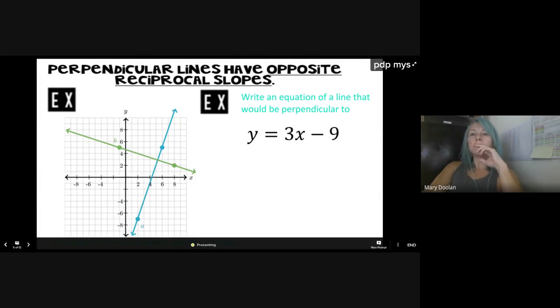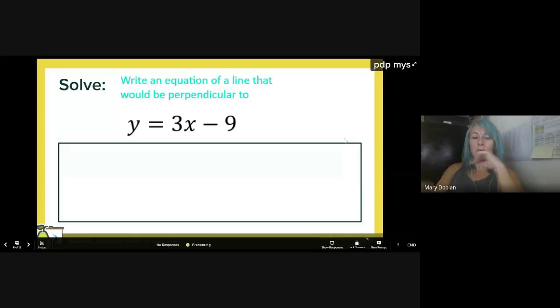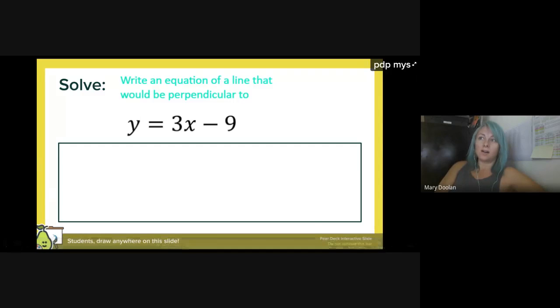So on this next slide, I want you to write me an equation of a line that would be perpendicular to y equals 3x minus 9. You're going to go to your Pear Deck tab and type something in now.